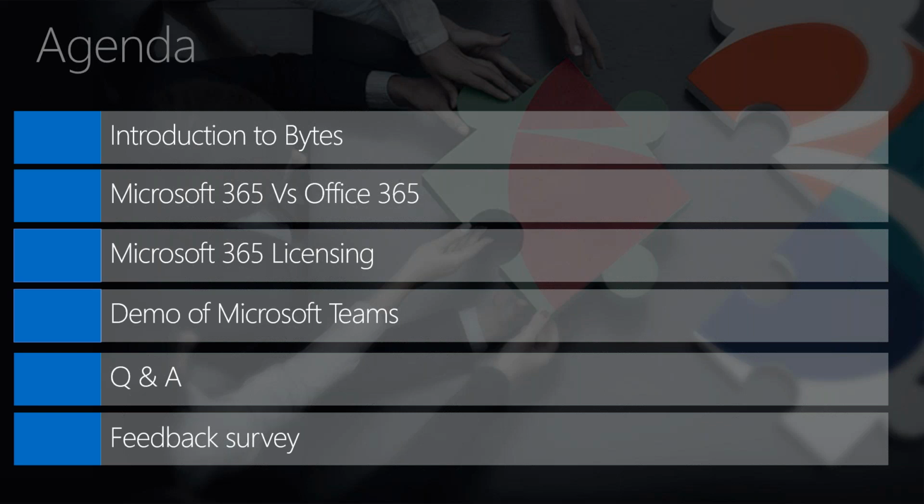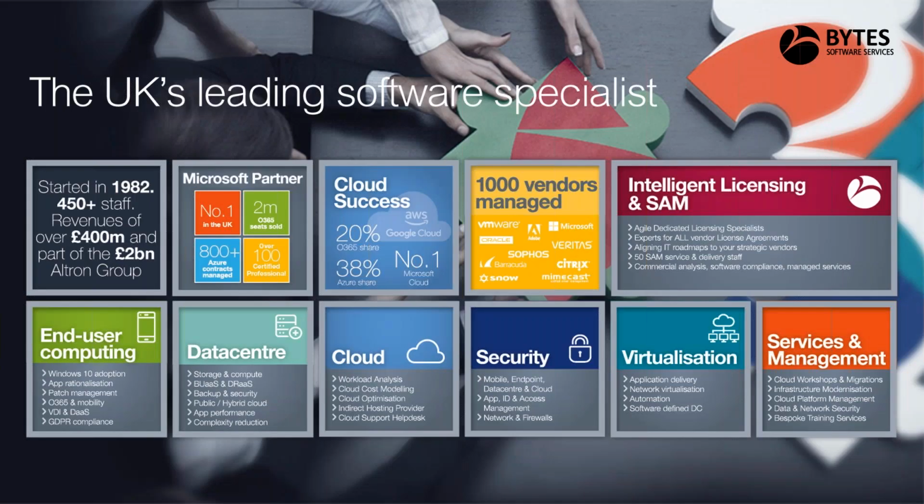Okay, let's start. So I'm not going to go through this slide in detail, because as I said, we've got a lot to cover. What I want to say to those who are not Bytes customers is that we are one of the UK's leading software specialists. In this slide, what I want you to do is concentrate on the Microsoft Partner and Cloud Success icons in here, and just understand that we've sold over 2 million seats of Office 365. We truly understand Office 365 and business productivity.